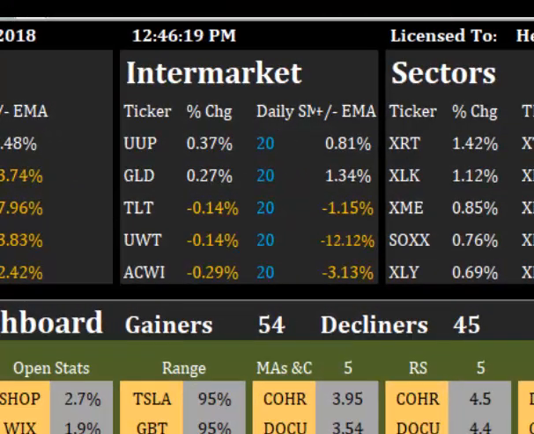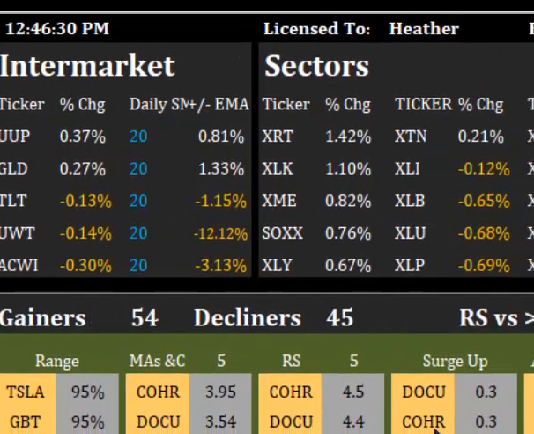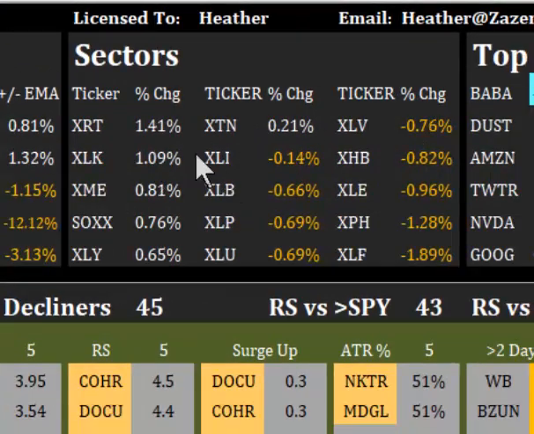Then we have intermarket. I like to watch gold, the dollar, bonds, also interested in oil, and then we have ACWI. Then sectors, the typical Spider sectors. I have a few extra of the semis. You can put whatever you want in any of these. I'll show you how in a little bit.